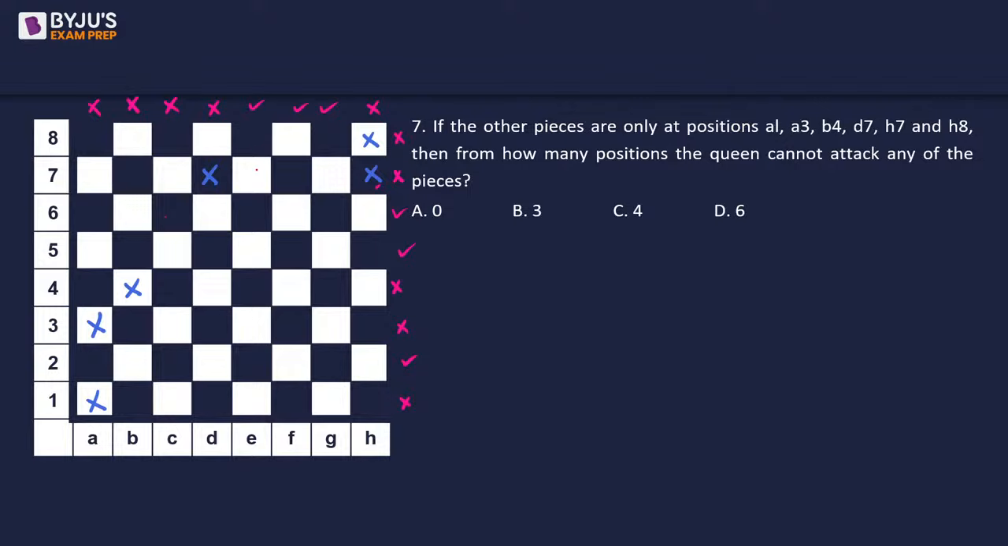Next column and the first row. Suppose queen is here. So queen will take out one of the pieces. So we can't place queen here. Next is, what if we place queen here? If we place queen here, queen will take out diagonally 2 pieces. So queen cannot be here.